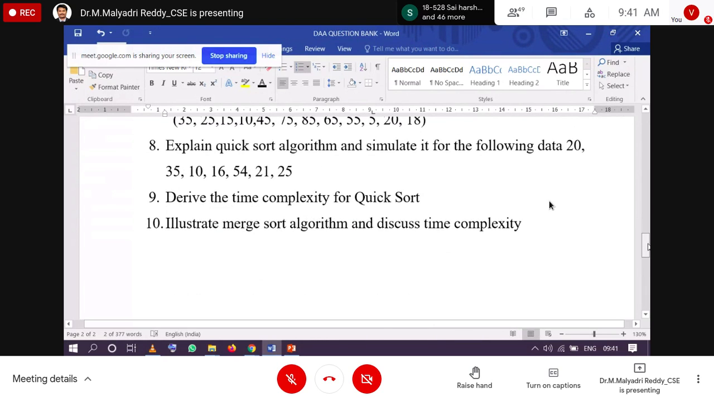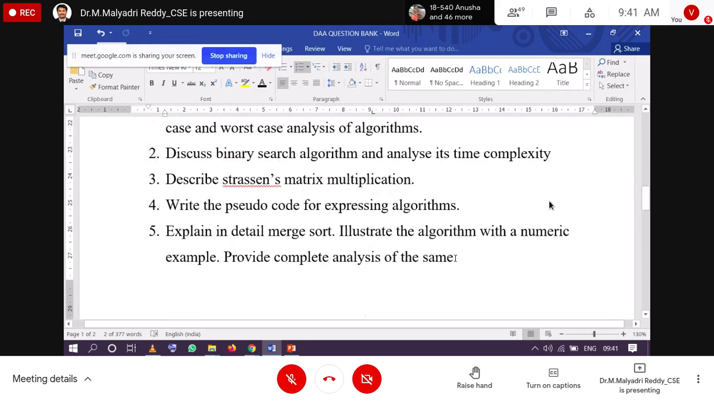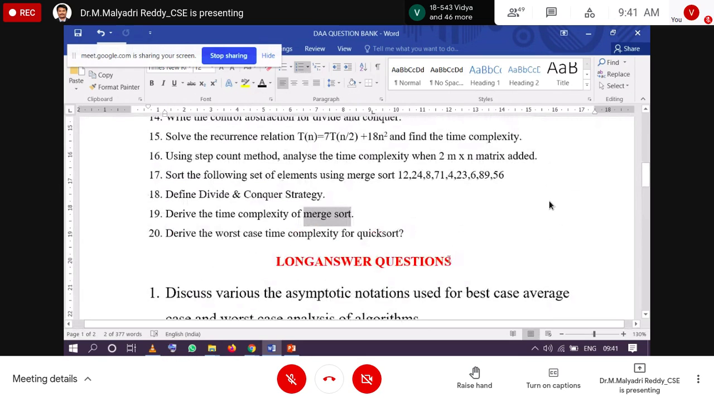I explained. Illustrate the merge sort algorithm and discuss its time complexity. Like these, all the 10 plus 30 questions are included in our book bank. Any doubts from this? I am sharing this document to you.